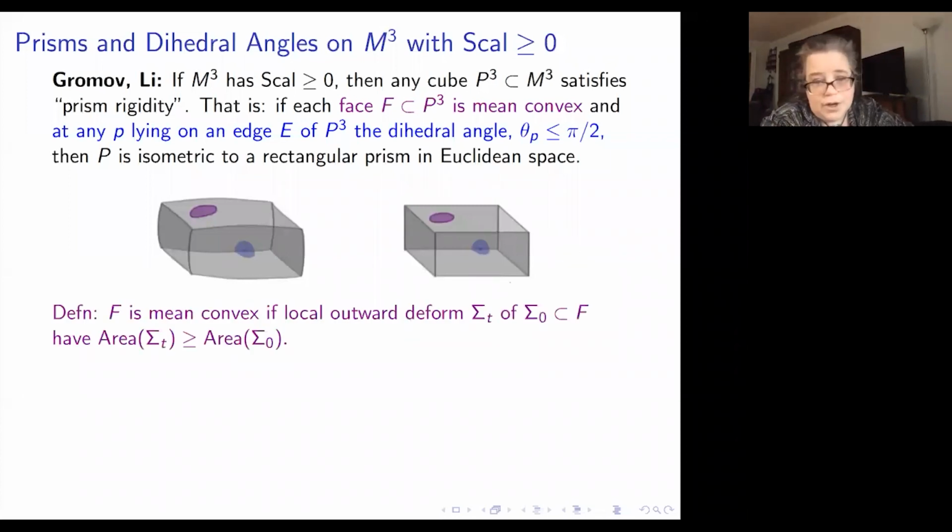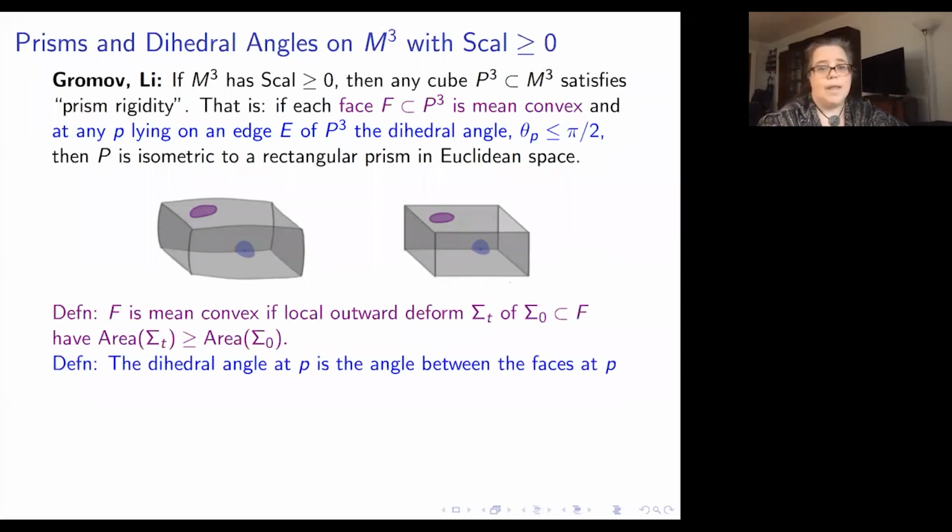So here's a reminder of what mean convex means. It means local outward deformations have areas that are increasing. So that's a notion that can be defined with very low regularity. The dihedral angle at p between two faces is a notion that needs angles, and so that would require a little more.